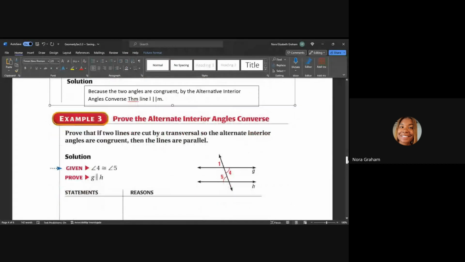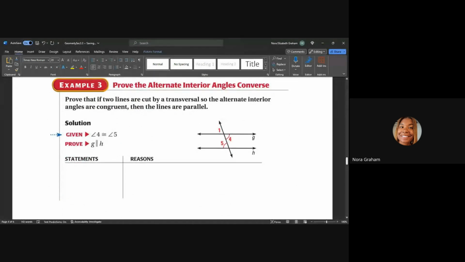Cool. So let's go down to example 3 now. This is going to get more proof driven. And again, like I said, we're going to start with just writing two-column proofs. If you want to see what this would look like in a paragraph proof, put it down in the comments, and I can post back to you and show you what it would look like as a paragraph. So for example 3, prove the alternate interior angles converse. Prove that if two lines are cut by a transversal, so the alternate interior angles are congruent, then the lines are parallel. So we're given that angle 4 is congruent to angle 5, these two right here.